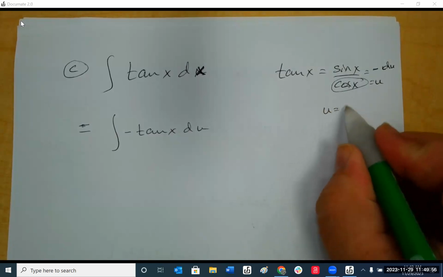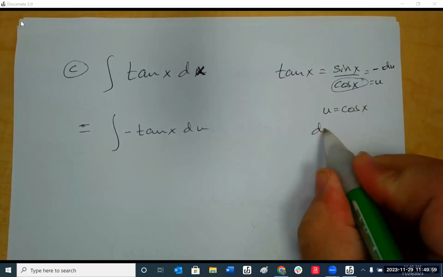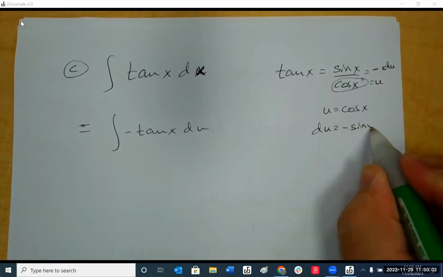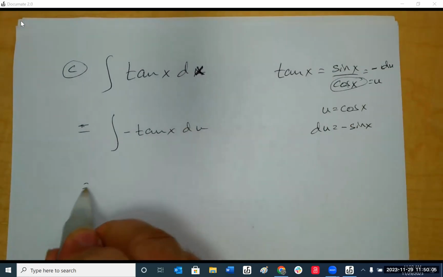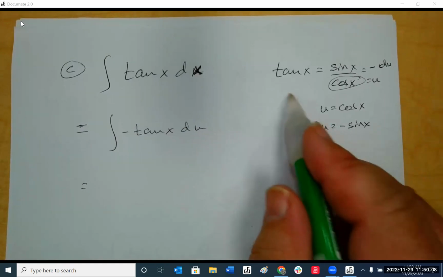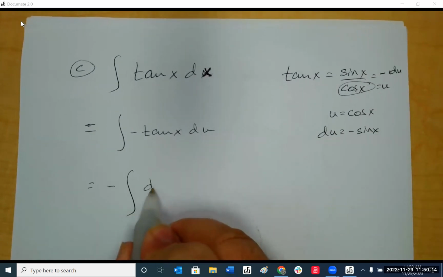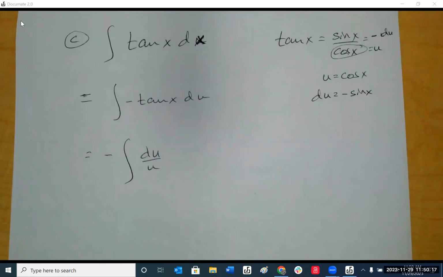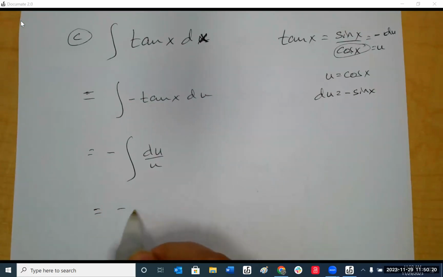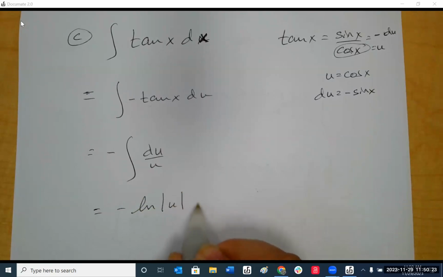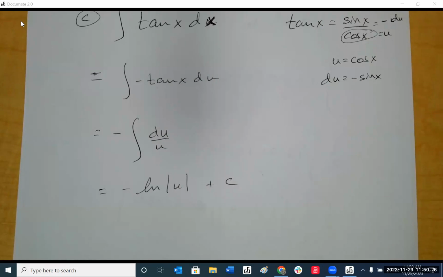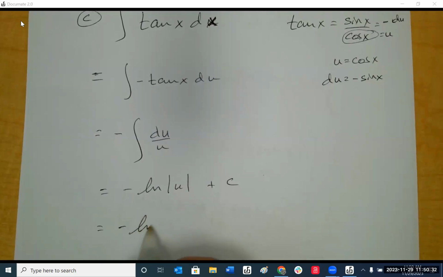Because my u is the denominator, cosine, the derivative of it is negative sine. So I just need a negative in there, since I have here tangent is sine over cosine, this is du over u. The integral of du over u is the natural log. So u was cosine x. And that's your answer.